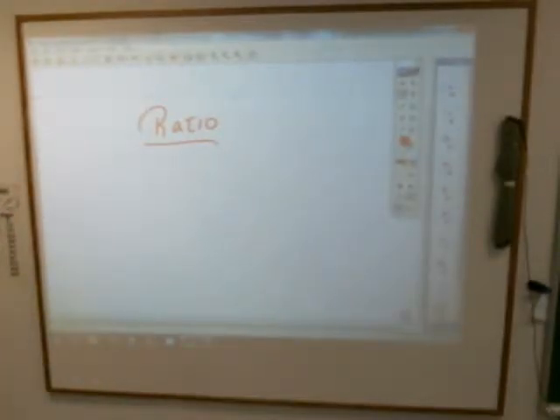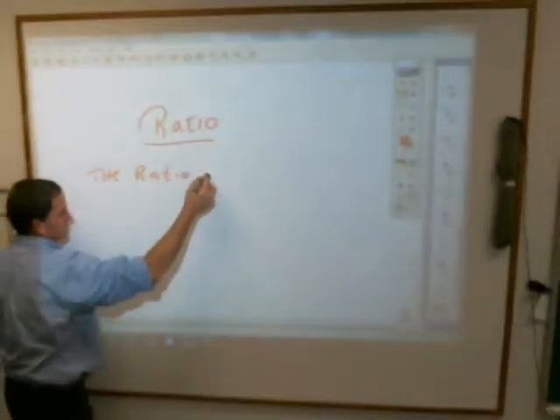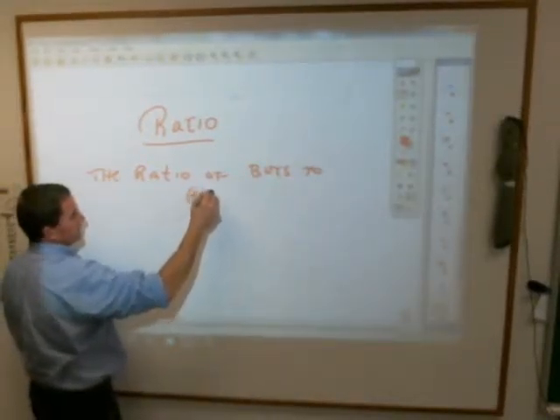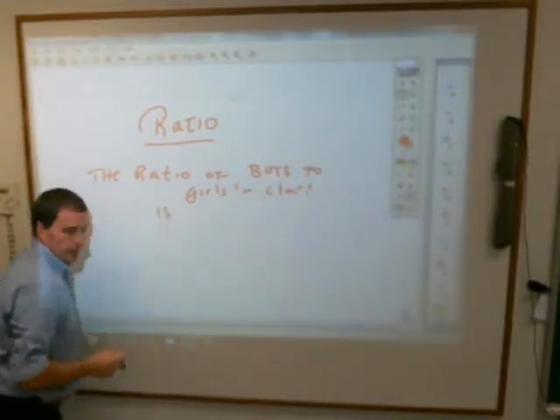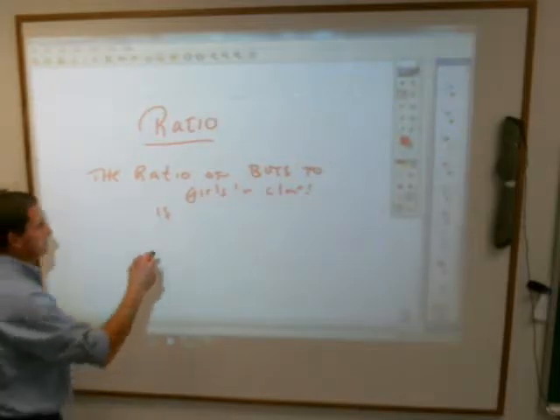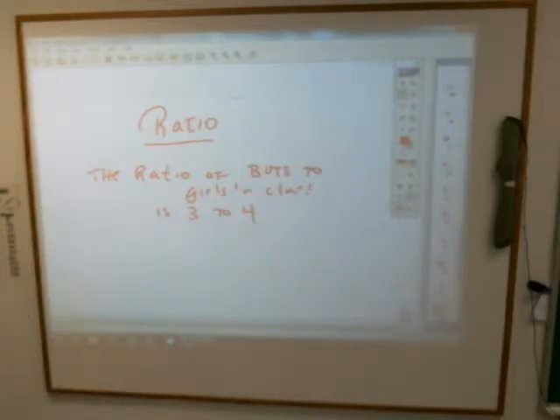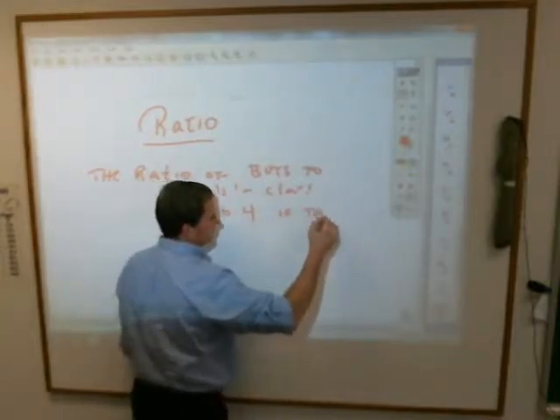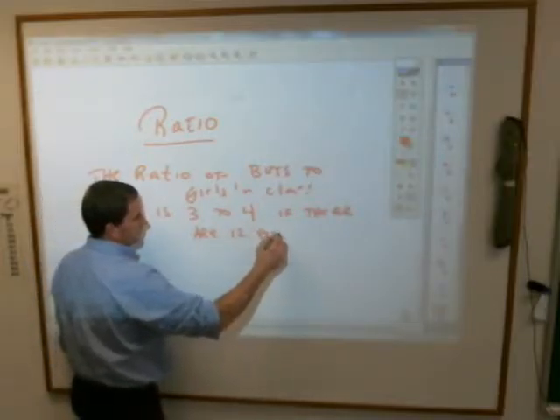And write this down, if you would be so kind. The ratio of boys to girls in the class is what, 3 to 4? 3 to 4. If there are 12 girls, how many boys are there? When I say 12 girls, how many boys?